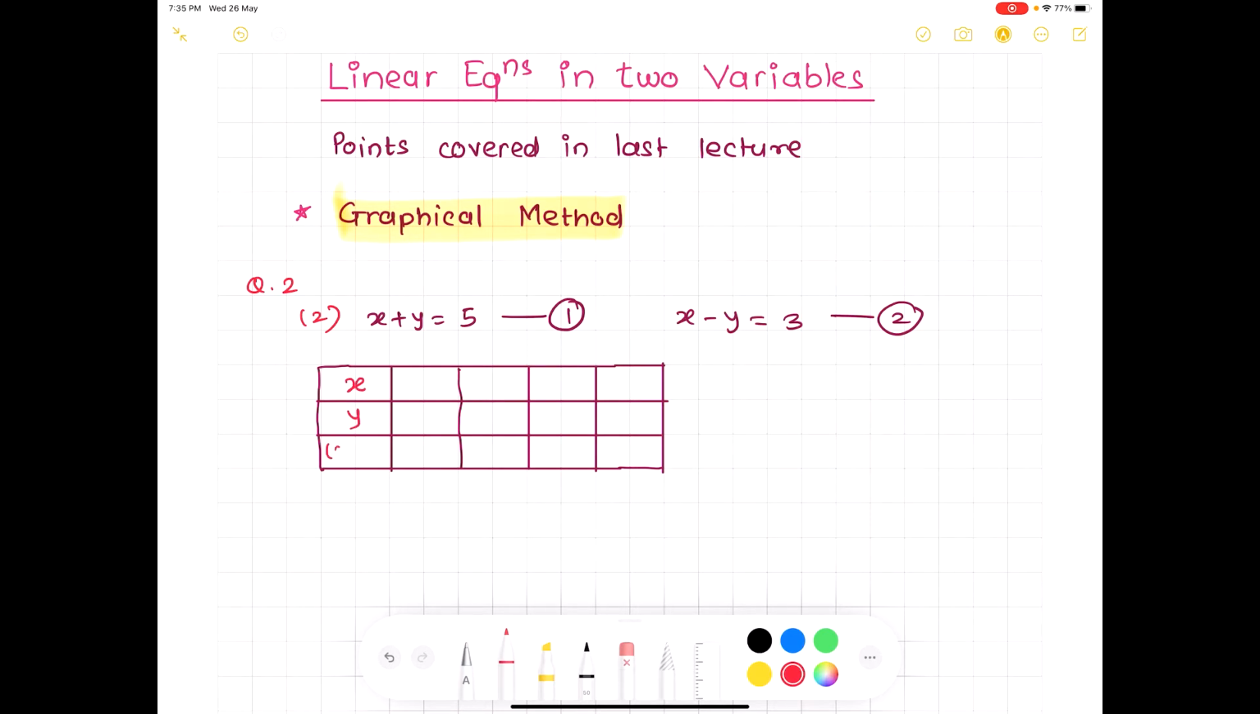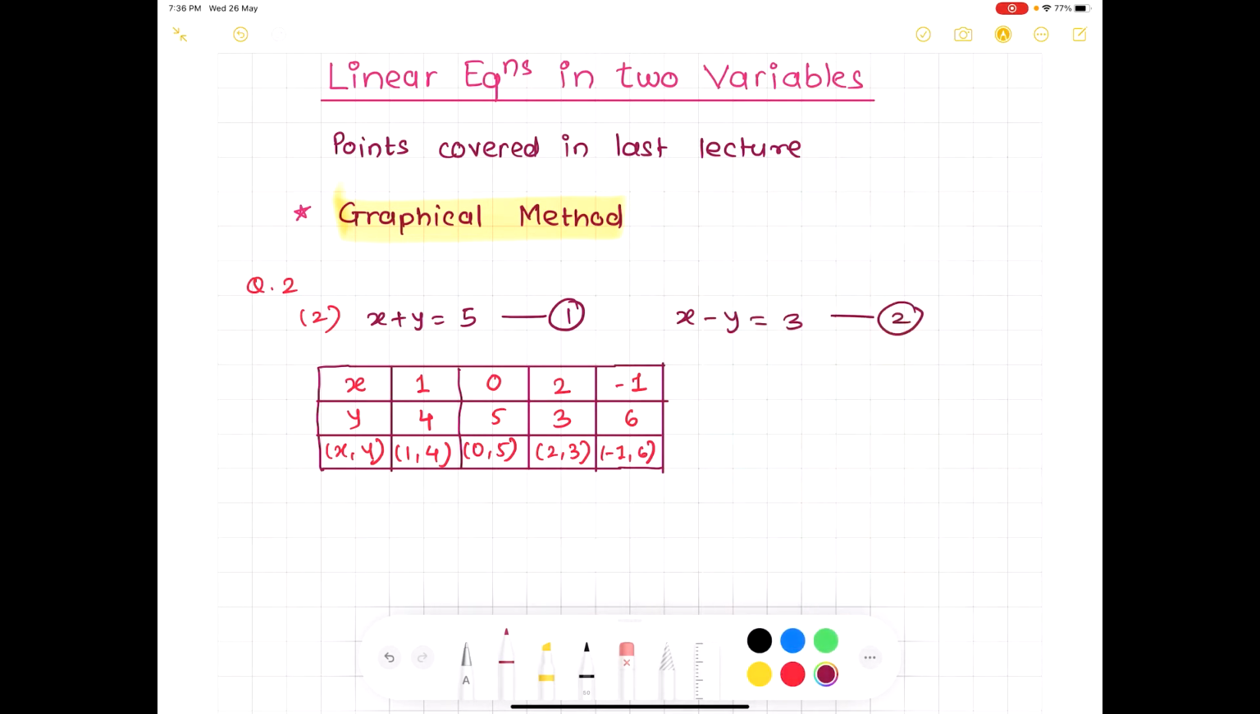X, y, x, y. You can take any values for x. I am taking 1, 0, 2, minus 1. Put these values in equation 1. You will get the value of y. So 1 plus y is equal to 5. Therefore, y is equal to 4. 1 comma 4. Here 5. 0 comma 5. For 2, it will be 3. So 2 plus 3 will be 5. Minus 1. Minus 1 plus 6 is equal to 5. So minus 1, 6. These are the coordinates.